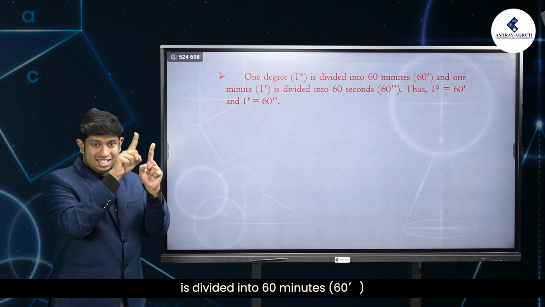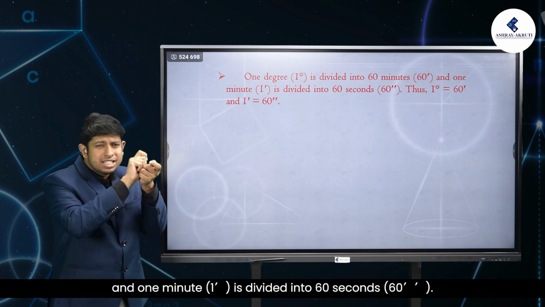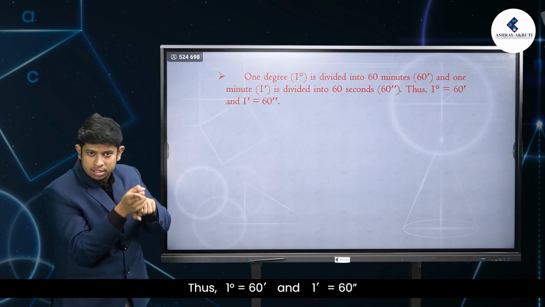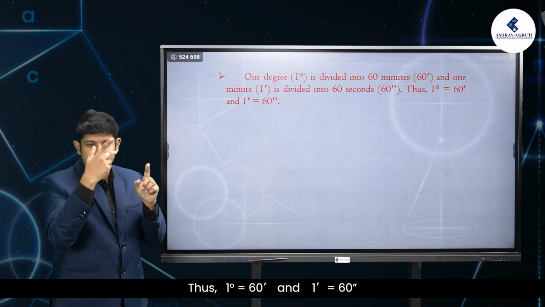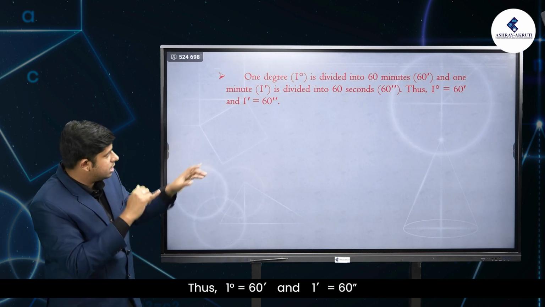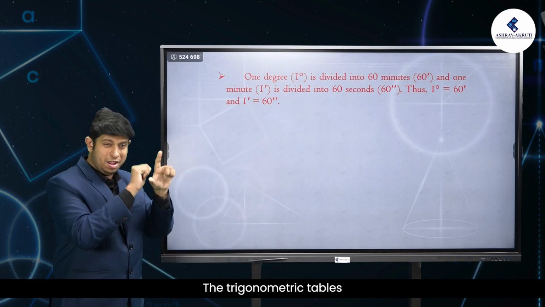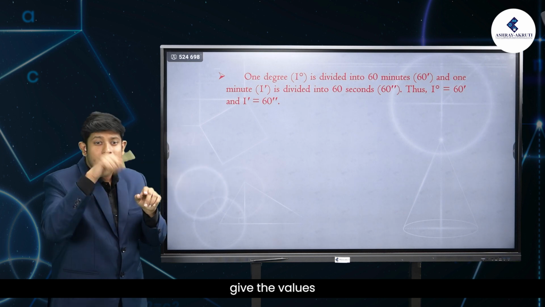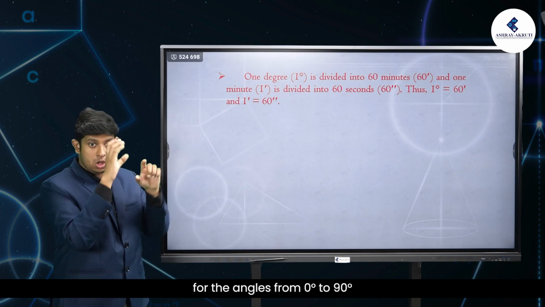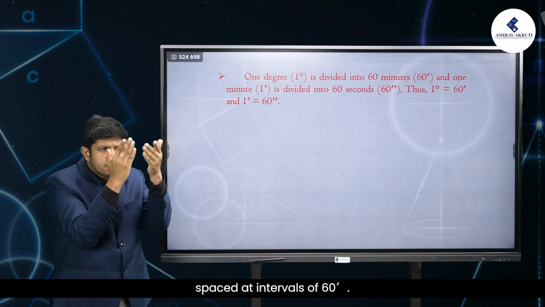1 degree is divided into 60 minutes and 1 minute is divided into 60 seconds. Thus, 1 degree is equal to 60 minutes and 1 minute is equal to 60 seconds. The trigonometric tables give the values correct to 4 places of decimals for the angles from 0 degrees to 90 degrees, spaced at intervals of 6 minutes.